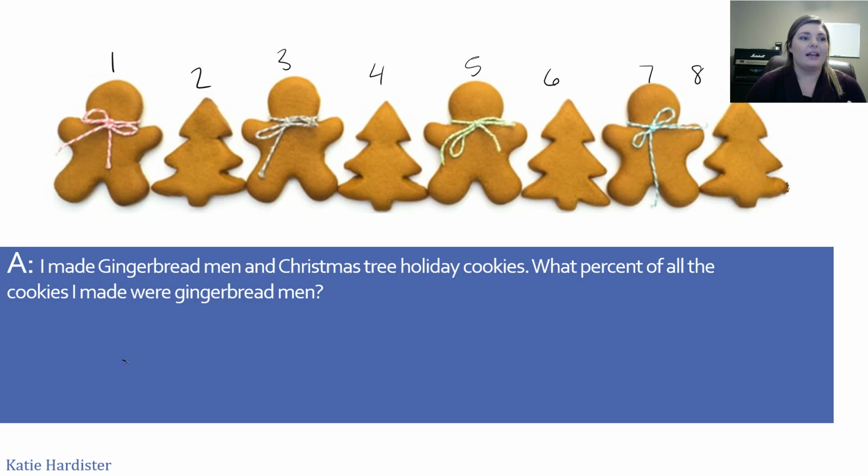So I could say 8 is going to be my denominator, which is the number on the bottom. Then I could count that I have 1, 2, 3, 4. 4 over 8 simplifies to 1 over 2, which is 1/2. And we know from our previous question that 1/2 equals 50%. So I would say that 50% of all the cookies I made were gingerbread men.